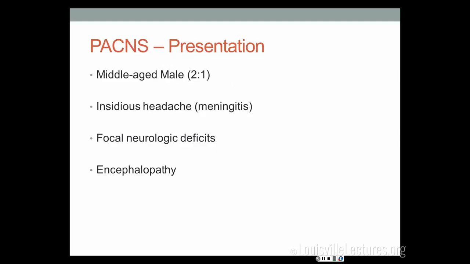Classic primary angiitis of the CNS is typically a middle-aged male, and it has an insidious onset. This is not a thunderclap headache. This is not a sudden, oh my God, loss of vision headache kind of thing. This is usually an insidious process, probably from chronic meningitis. They may have focal neurologic deficits and a slowly evolving encephalopathy.